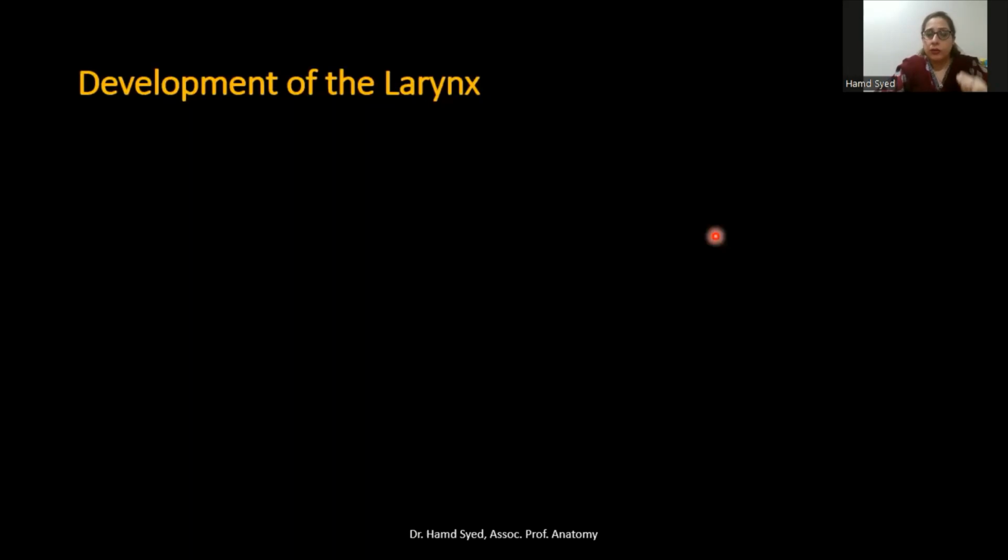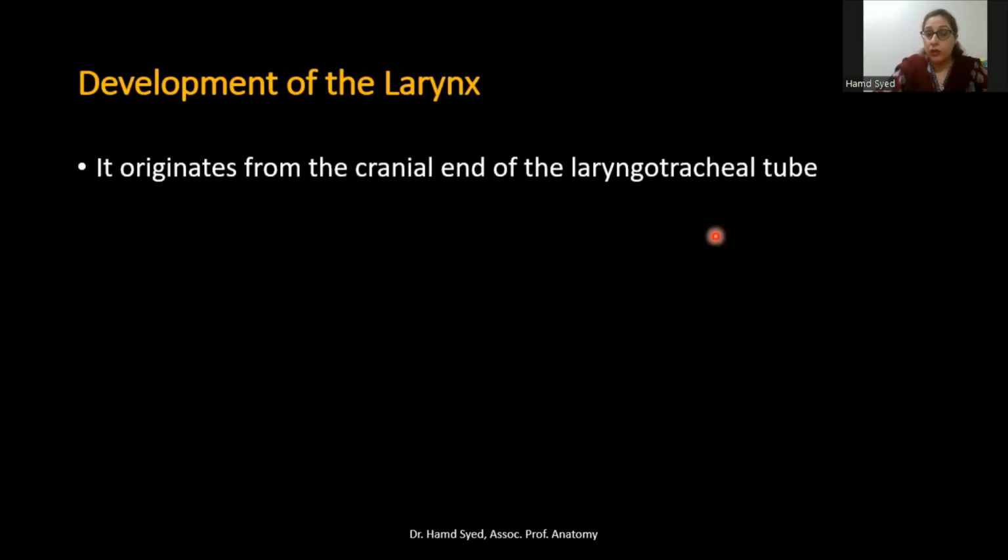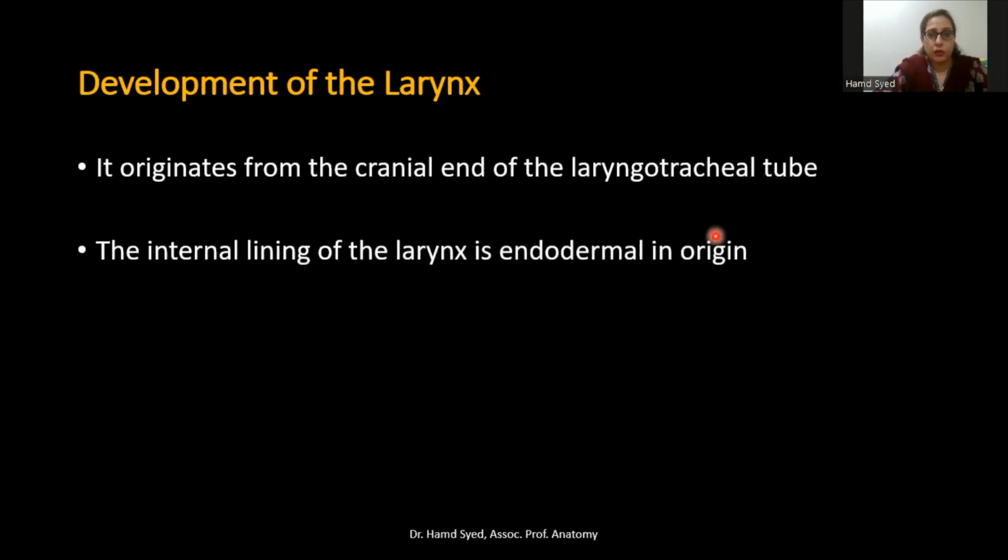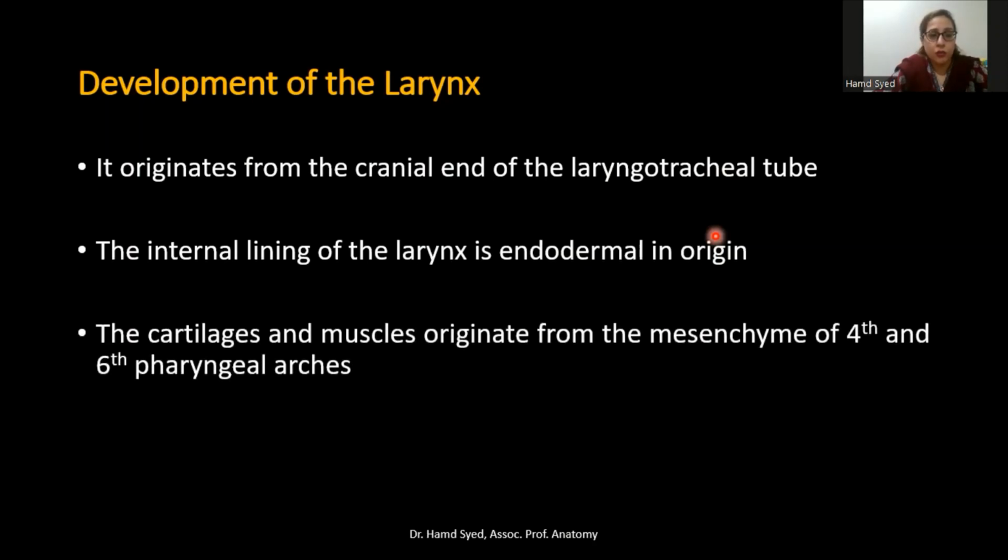Now, let's talk about the formation of the larynx. The larynx is derived from the cranial end of the laryngotracheal tube. And the internal lining of the larynx is endodermal in origin since it is derived from the foregut. Whereas the cartilage and muscles originate from the mesenchyme of the 4th and 6th pharyngeal arches.